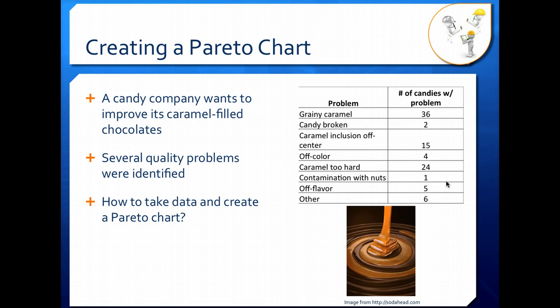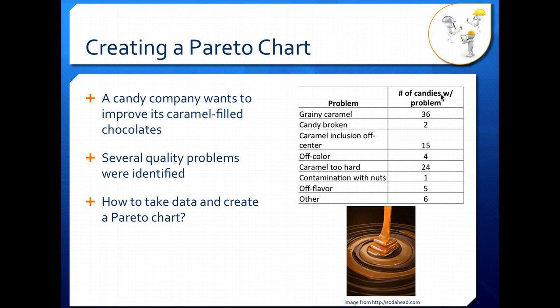So let's create a Pareto chart for a company that wants to improve its caramel-filled chocolates. So we have our chocolate and caramel right here. We've found out from some consumer data that we have several quality problems. So some of our caramels are grainy. Sometimes our candy pieces are broken. Sometimes the caramel inclusion is a little bit off center and maybe it leaks out of the candy, and so on. So we have our consumer data that we've collected, but we want to take this data and create a Pareto chart out of it.